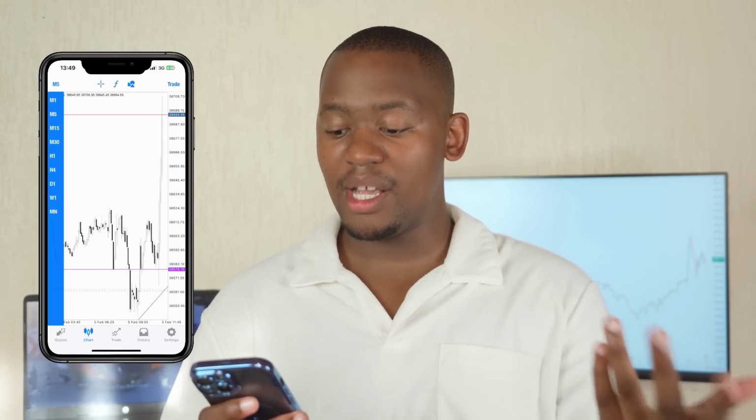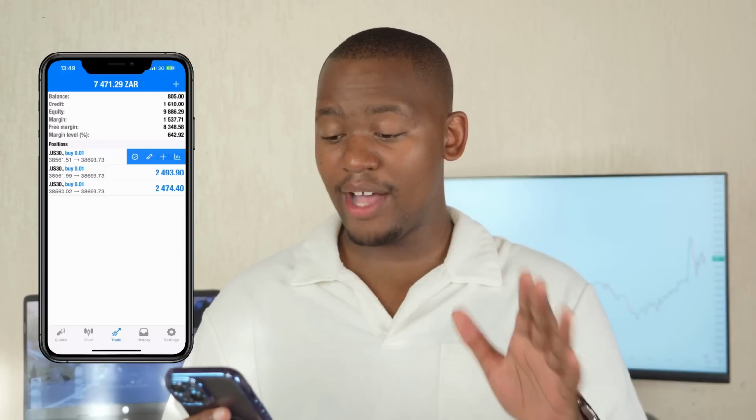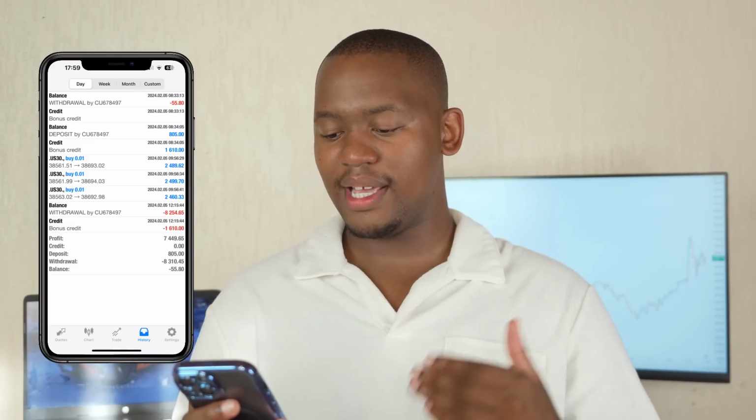It didn't take long for the trade to go towards our take profit. You can see that the profit was 7,500 right over here. And yeah guys, we literally withdrew all this money and the overall withdrawal was 8,200 Rand.